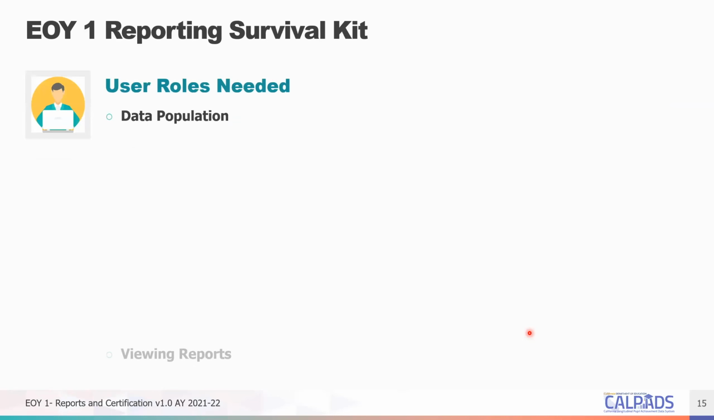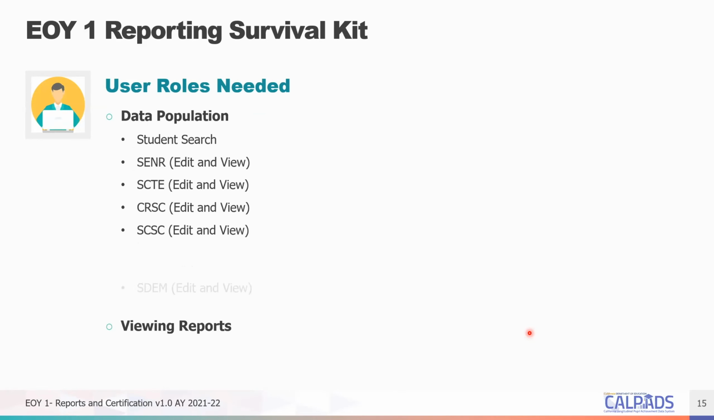So here is your survival kit, meaning these are the things you need to have to be able to effectively and efficiently report data to CALPADS. Of course, you need your roles, you need edit and view roles for all of these file types, and then an extract role for your work-based learning. And then, of course, you have to have your EOY 1 reports role to view those reports in CALPADS.